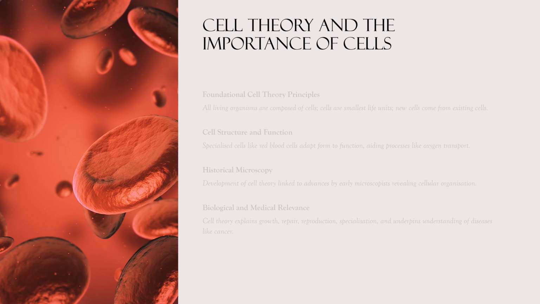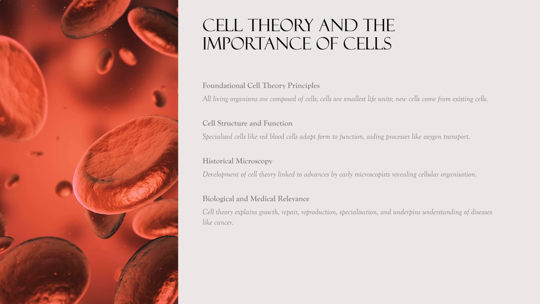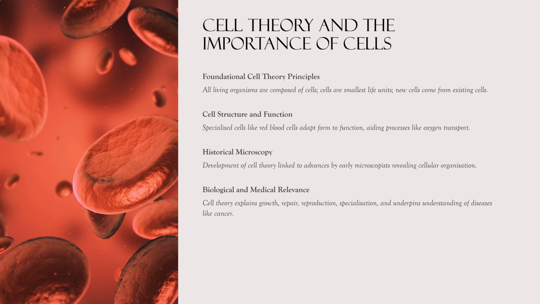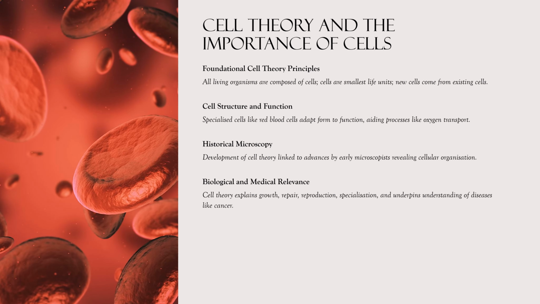Cell theory states that all living organisms are composed of cells. Cells are the smallest units of life, and new cells arise from pre-existing cells through division. These principles explain how life is organized and how growth, repair, and reproduction occur. For example, when skin heals after a cut, new cells are produced by mitosis to replace damaged ones.